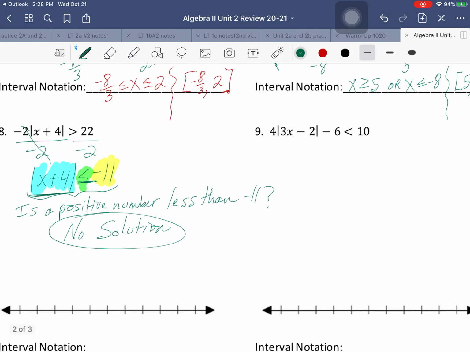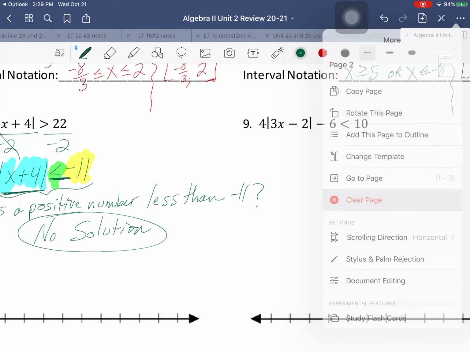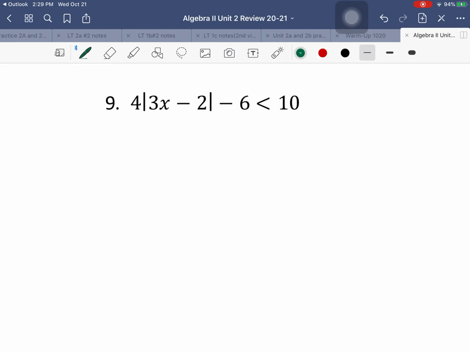You can also look back at the notes. There are special cases, and I have them written down. Less than is always a no solution. Greater than is always an infinite solutions. All right, let's look at number 11. Or number 9. I don't know why I said 11.